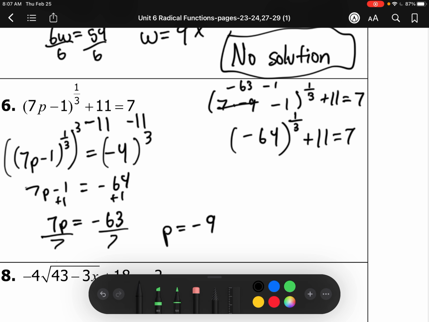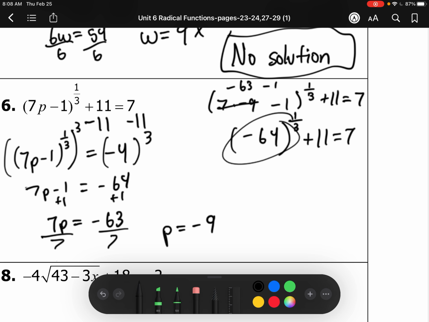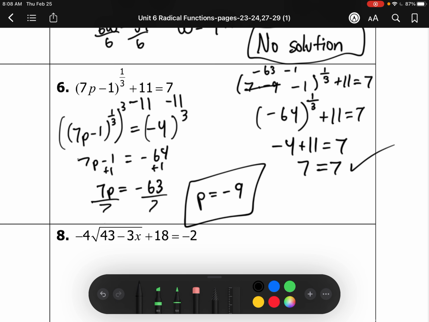And then if you want to do negative 64, remember parentheses, negative 64 raised to the power 1/3, you get negative 4. So this is negative 4. So I have negative 4 plus 11 is equal to 7. Negative 4 plus 11 is 7. So we get 7 is equal to 7. It checks out. So this is the correct solution. p is equal to negative 9.